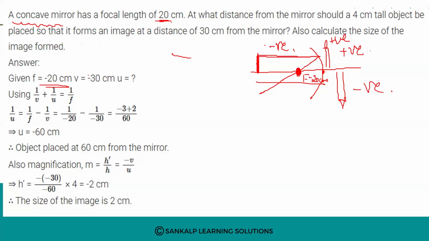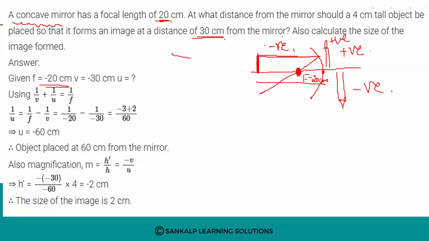And v is 30. What is v? The image is at a distance of 30 centimeter. Okay, focal length is 20 centimeter and the image distance is also 30 centimeter. But where does the image form? On the same side as that of the object. Therefore, it is also minus 30. Then calculate the size of the image formed.